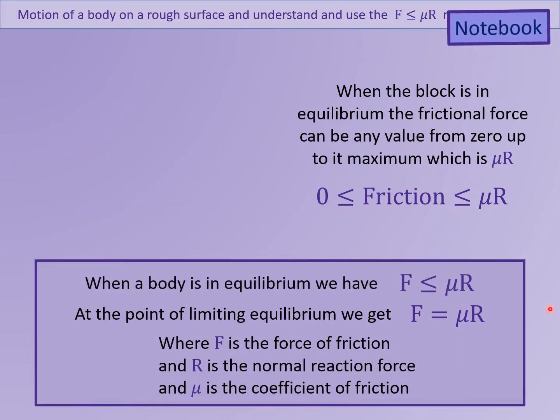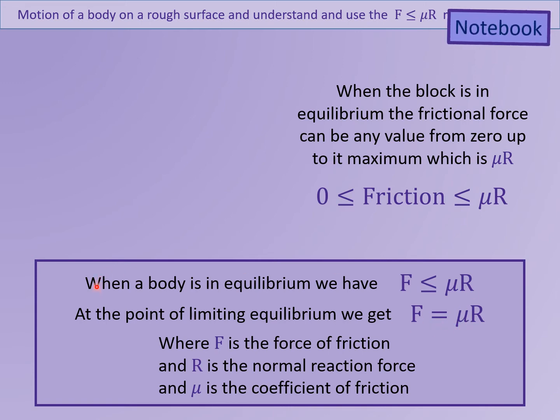A body is in equilibrium when friction is less than or equal to mu R. So you need to be careful with the language. If they're talking about it being in equilibrium, then all you can say is that the force has not been enough to overcome friction. So the frictional force could be anything less than or equal to mu R. Whereas if it's in limiting equilibrium, then it's definitely equal to, and it's about to move. After that point, it's going to overcome it and it's going to move.